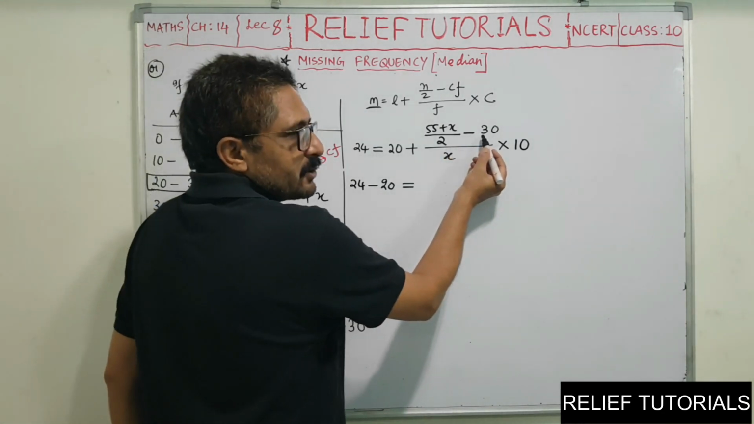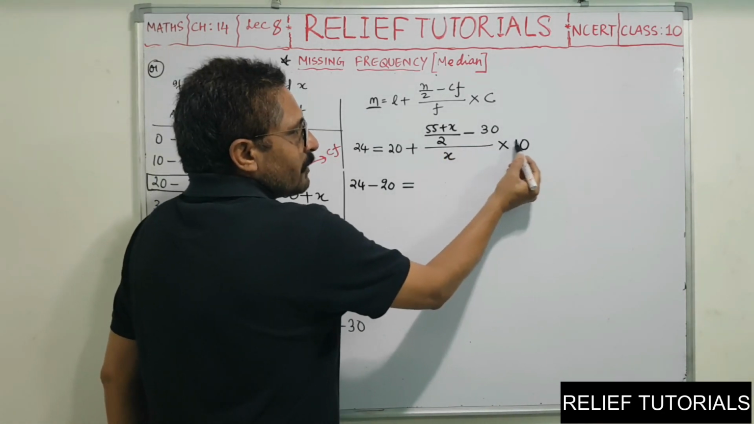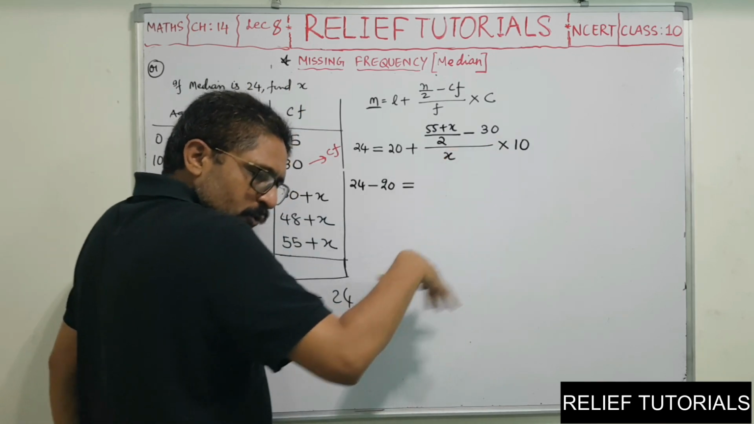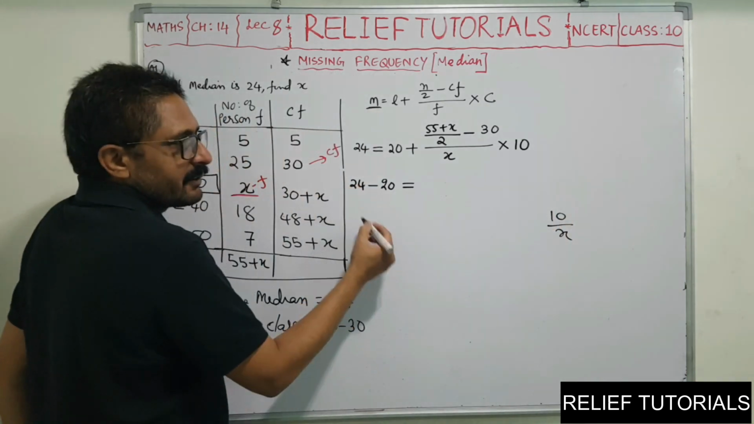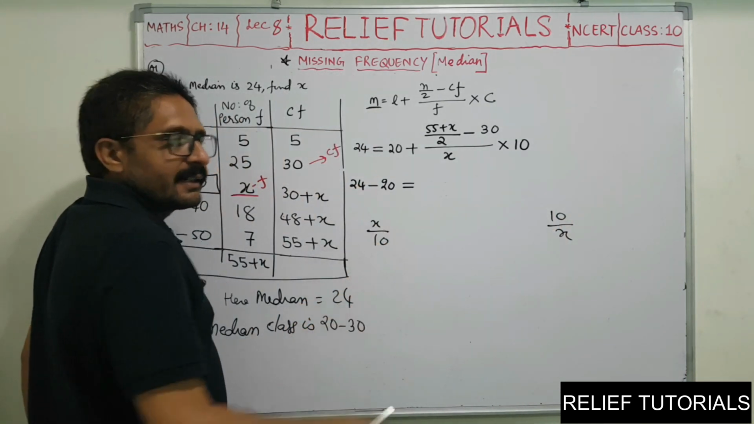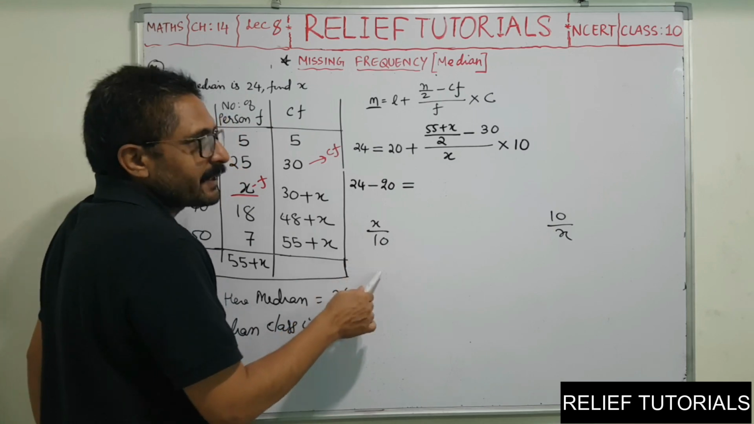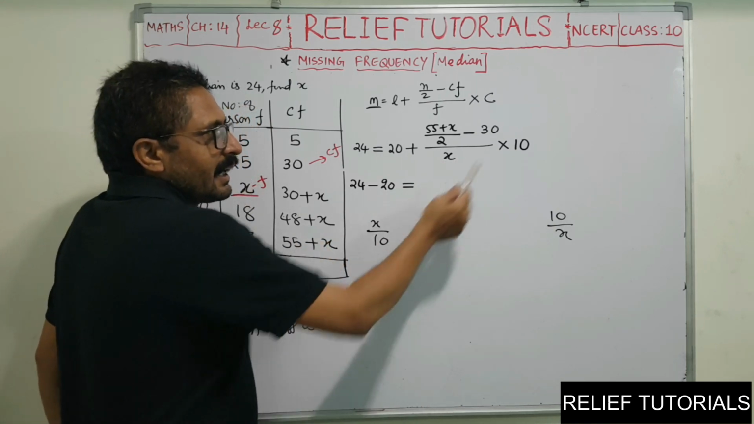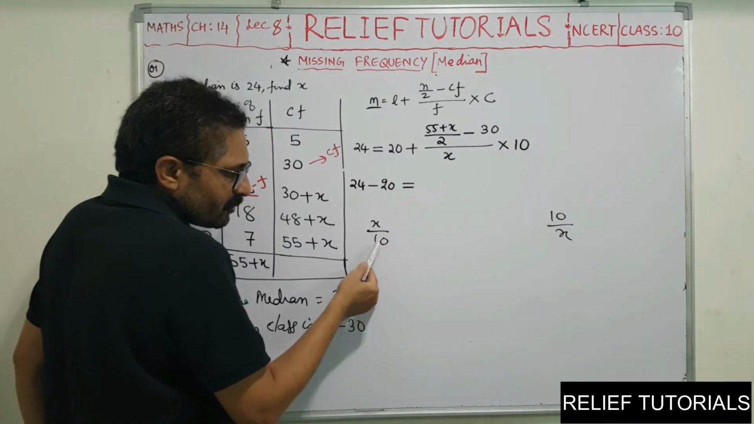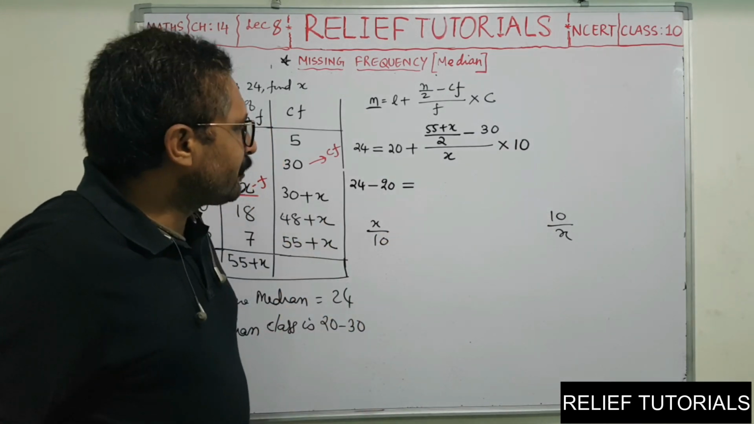You can find LCM also here. But here what you have is 10 by x. When 10 by x goes to the other side, it will become x by 10. The reciprocal of 10 by x is x by 10. See, here it is in division, so when it goes to the other side, it will become multiplication. And here it is in multiplication, so when it goes to the other side, it will become division. You might be knowing that.